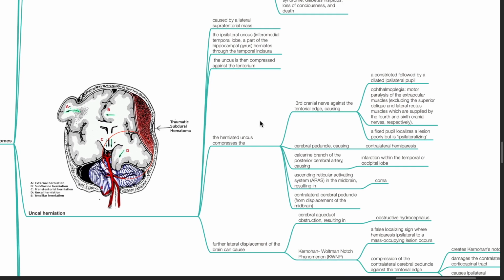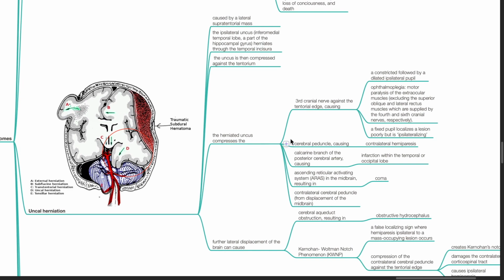The herniated uncus compresses the third cranial nerve against the tentorial edge, causing a constricted followed by a dilated ipsilateral pupil, ophthalmoplegia, motor paralysis of the extraocular muscles, excluding the superior oblique and lateral rectus muscles, which are supplied by the fourth and sixth cranial nerves respectively. A fixed pupil localizes a lesion poorly but is ipsilateralizing.